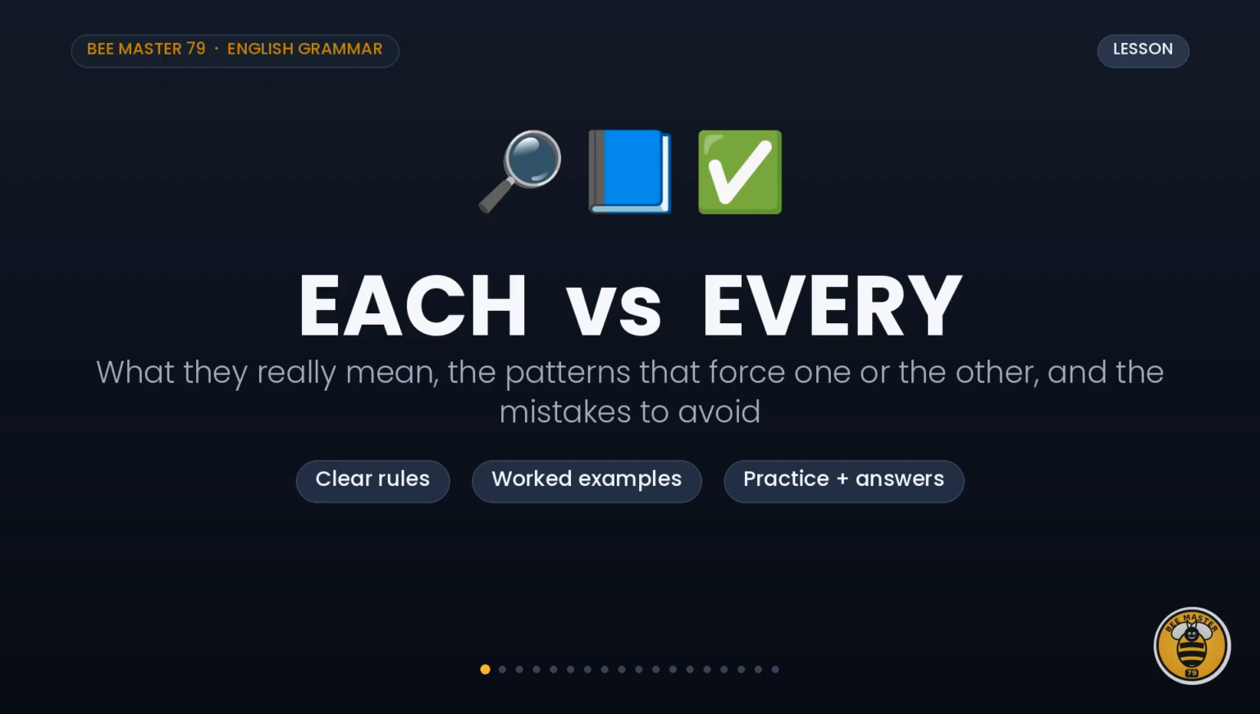Each and every. Both of them talk about all the members of a group, and very often you can use either one with almost no difference in meaning. But they are not the same word, and there are several places where only one of them is possible.